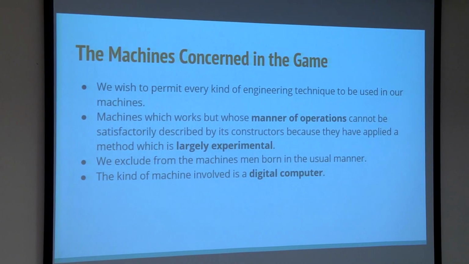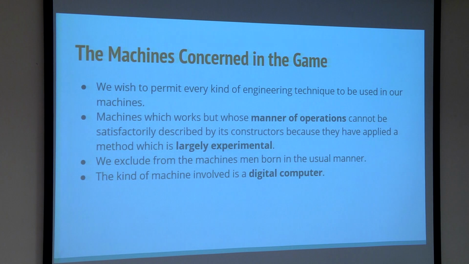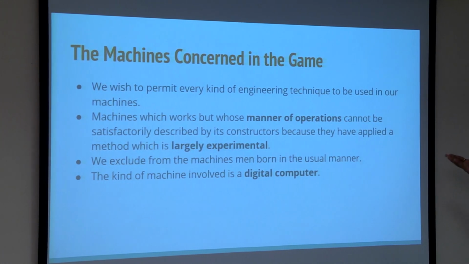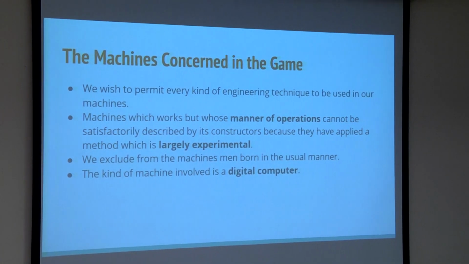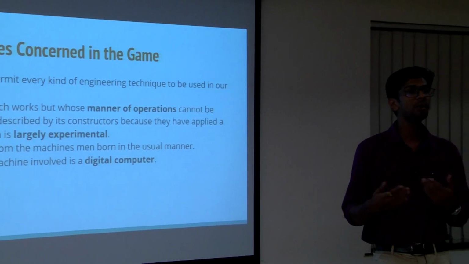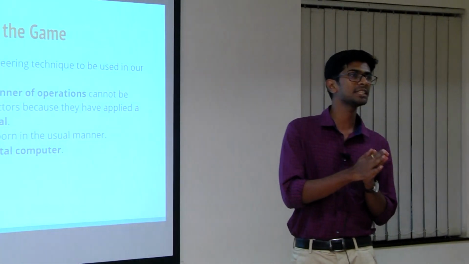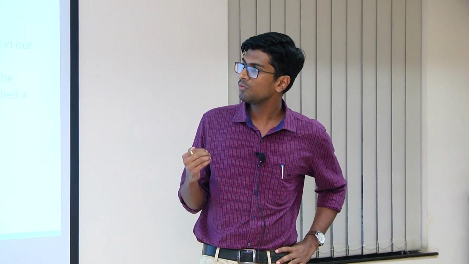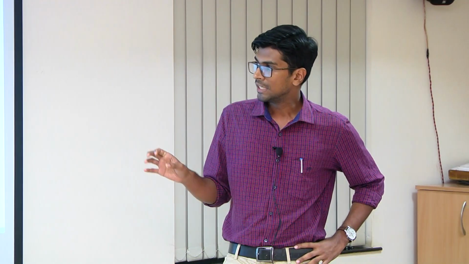Machines which work but whose manner of operation cannot be satisfactorily described by their constructors, because they have applied a method which is largely experimental. This is happening in current AI. We use deep learning and all these things. It gives results, but nobody knows why, because it has applied a procedure which is largely experimental. And the third one: we exclude from the machines men born in the usual manner. And the last one, the kind of machine we are involved with is the digital computer.